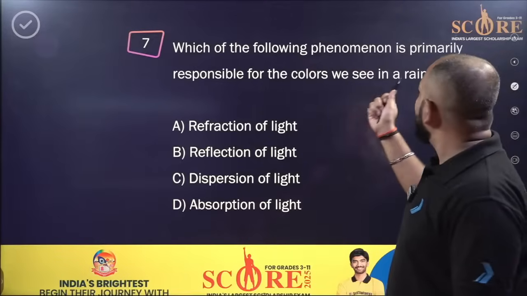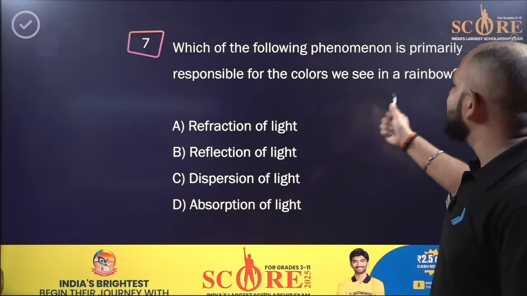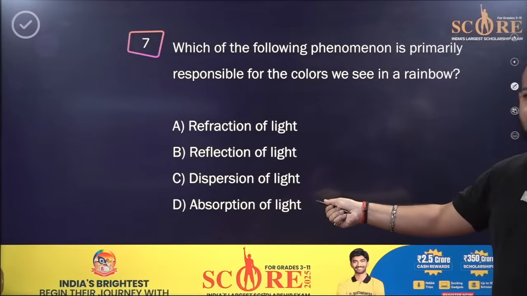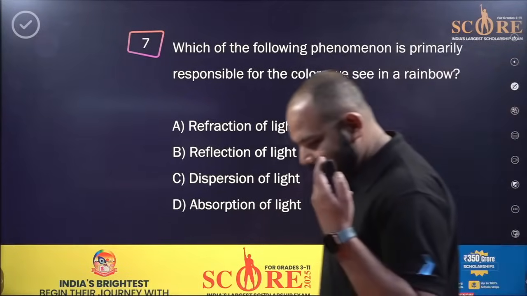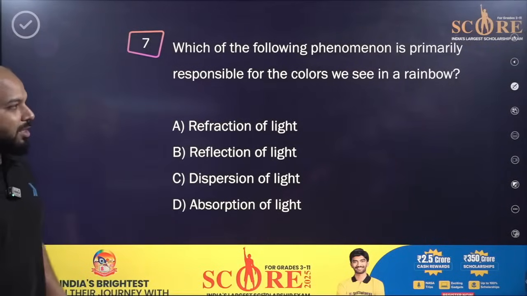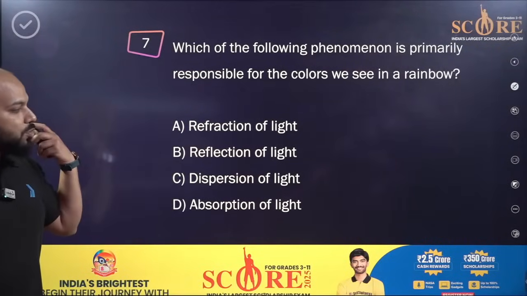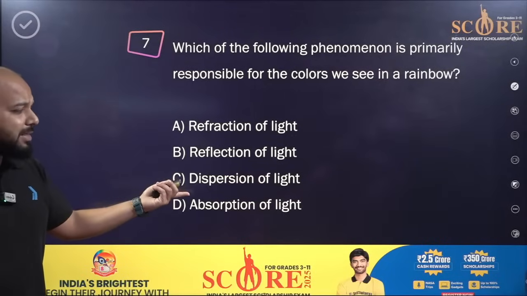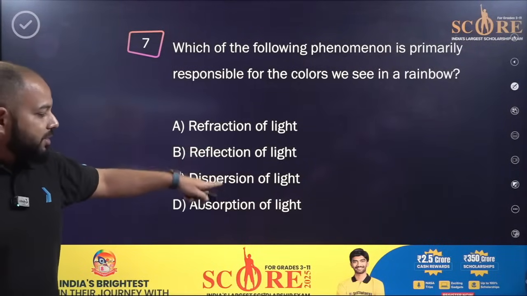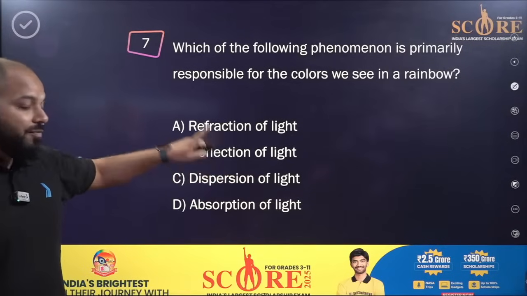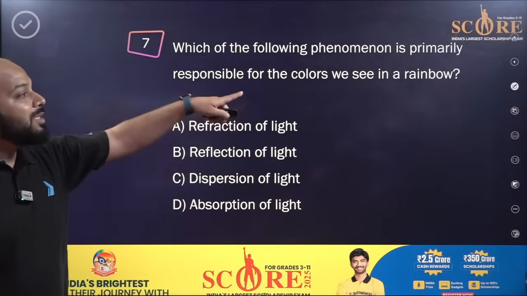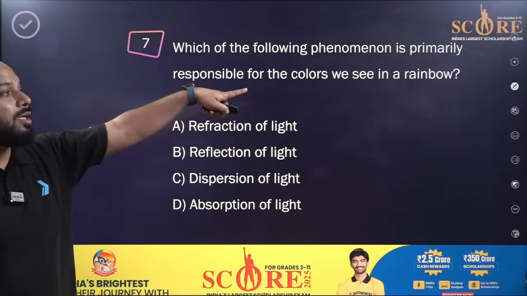Which of the following phenomena is primarily responsible for the colors we see in the rainbow? Very, very easy. Everyone can give the answer. If you want to give the answer, you can give it, otherwise I'll explain it. So these are the phenomena which have been written. Now the question arises, don't the other phenomena happen? Others will also happen, but it's asking for the primary one responsible.